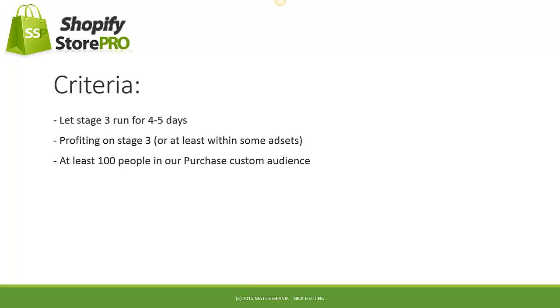Stage 3 should have run for a minimum of 4 to 5 days. Ideally at this point I would like to be profiting on stage 3, or at least within some of the ad sets that I created in stage 3. It is fine, like I've said before, to be breaking even, because I'm considering these the front end ads. If these ads are breaking even, so I'm getting customers for no money, I'm quite happy because I know that in the future I'm going to be able to retarget them, I'm going to be able to email market them, and I will definitely profit from them.